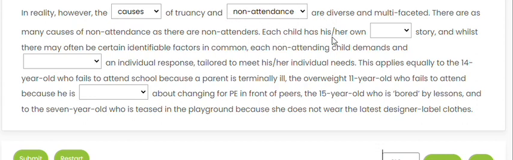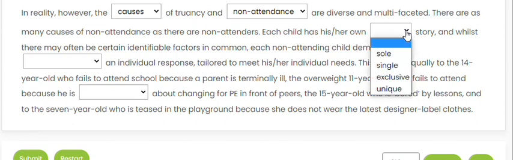Each child has his or her own dash story. So own story is complete. Still we have a blank, which means we need an adjective because story is a noun. Sole, single, exclusive or unique. So every child has a different story for not coming to school. So different would be unique.